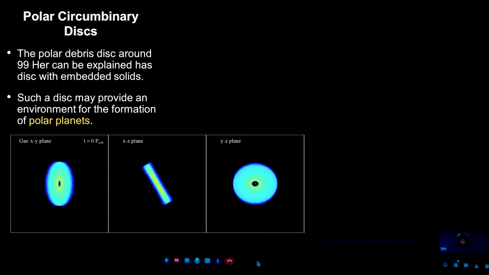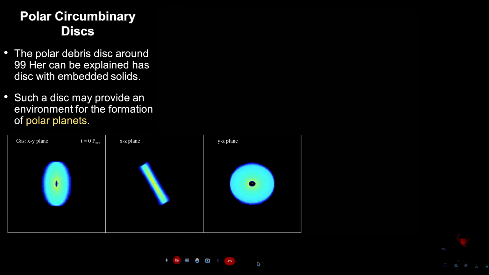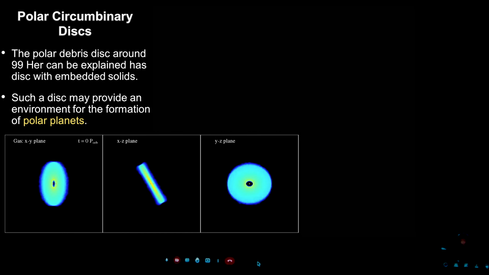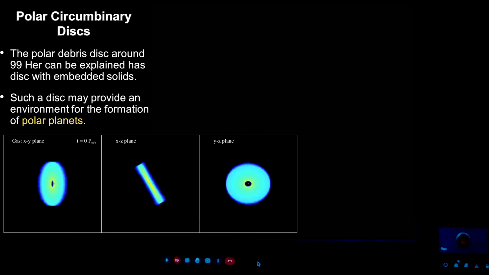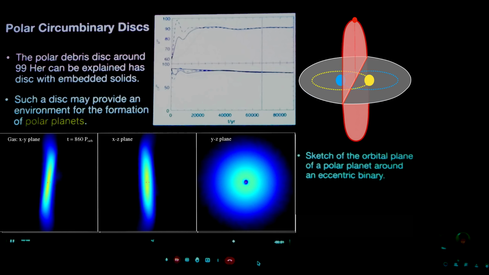The short answer is that if you start with a highly inclined disk, again, the eccentricity of this 99 Hercules system is about 0.766, so it's a very highly eccentric binary, this disk will align polar. You can see in the middle panel, it starts at 60 degrees, but the inner parts go polar first, followed by the outer parts. And so you get a disk that's at 90 degrees.